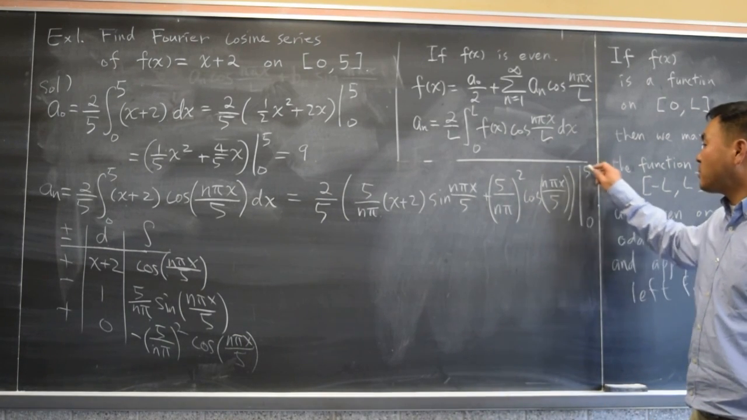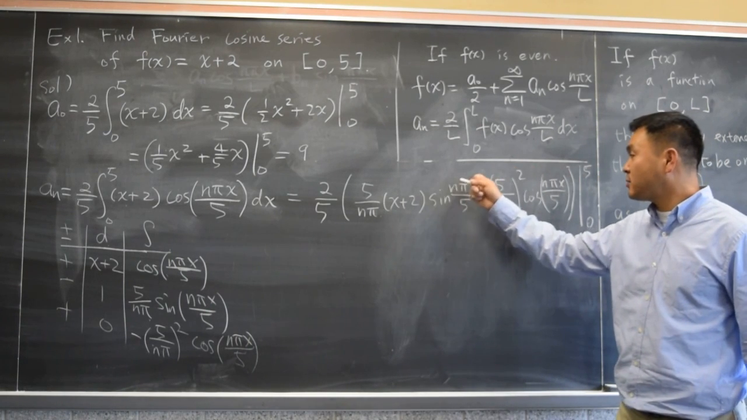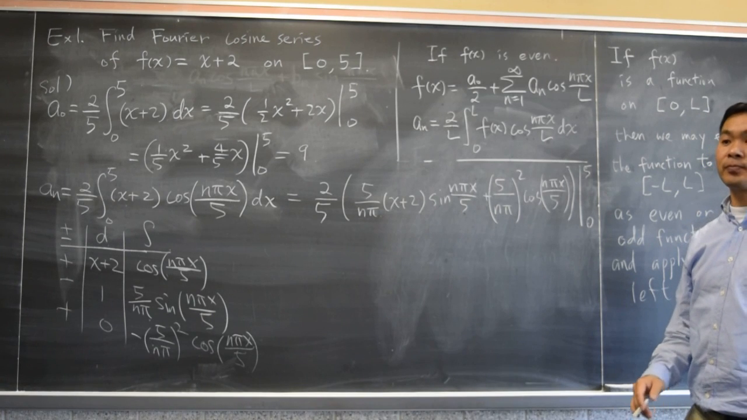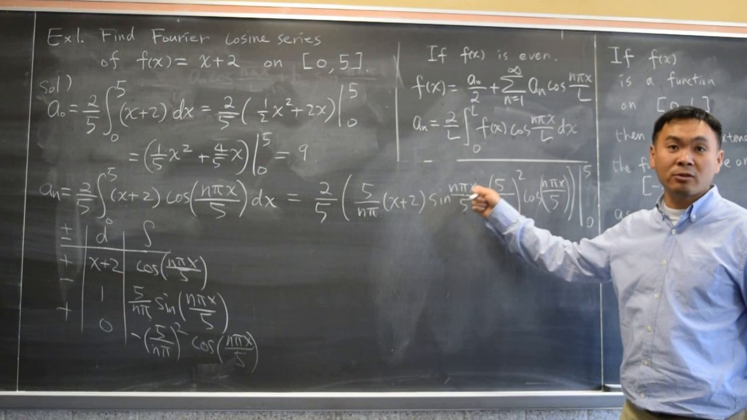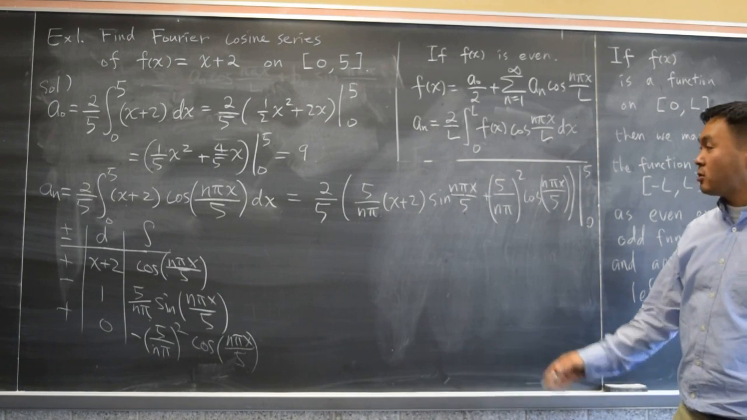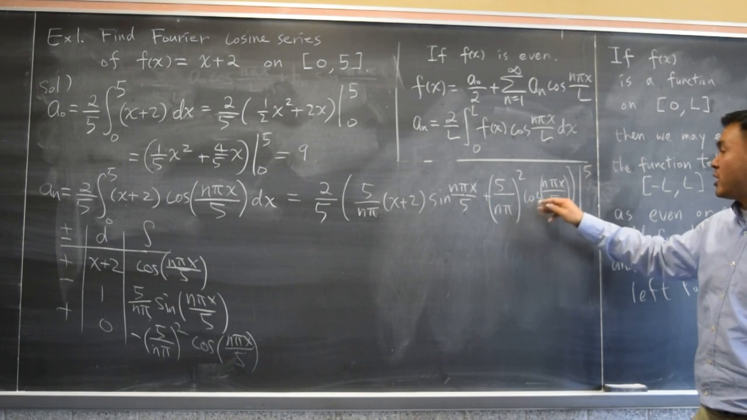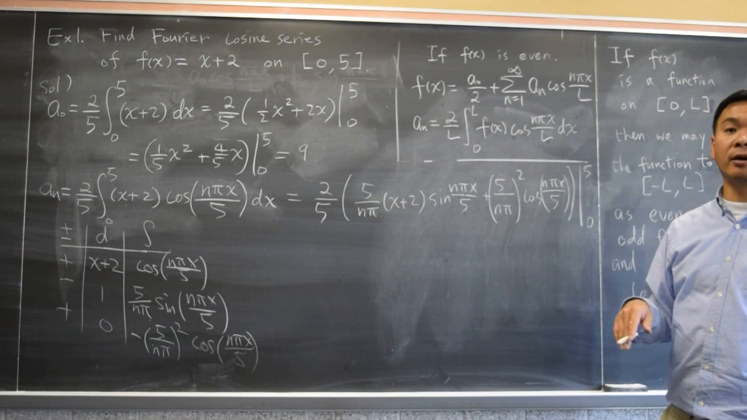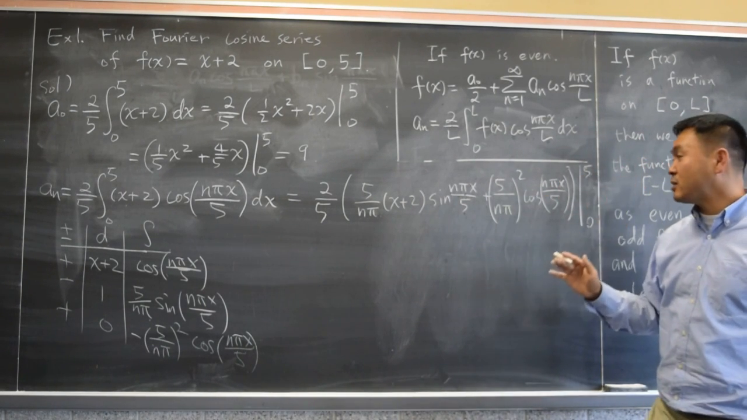When you plug in 5 or 0 into sine, in both cases you're going to get 0. When you plug in 5, the 5 cancels and you get sine n pi. What's sine n pi? 0. When you plug in 0 here, you get sine of 0, so that's 0 again, okay? So in both cases, I don't have to worry about this. When you plug in 5 here, what do you get? Cosine of? Cosine n pi, which is negative 1 to the n, right?